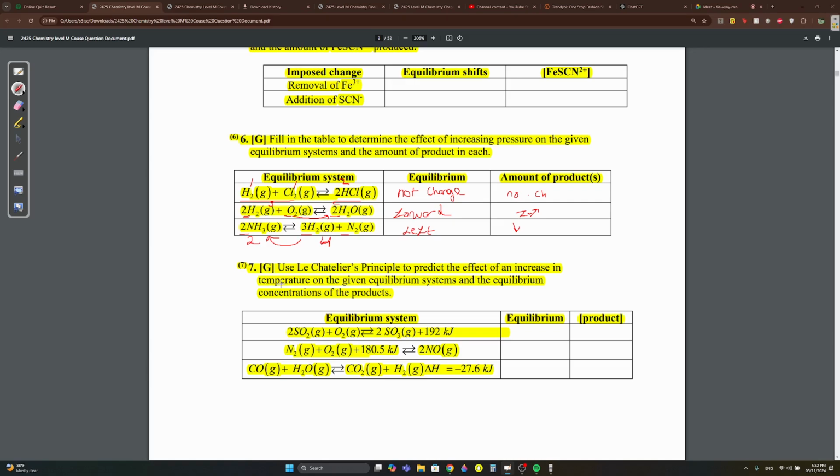Using Le Chatelier's principle to predict the effect of whatever. Okay, predict the effect of an increase in temperature. If you increase temperature, here the reaction is exothermic. So what's going to happen if you increase temperature? If you increase temperature, the system will want to decrease it, so it will favor the endo side.